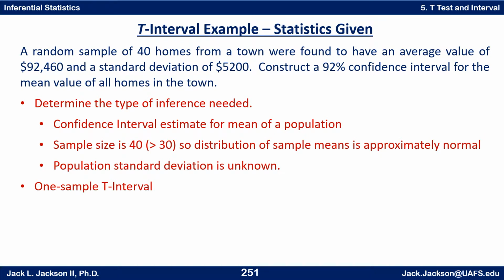Well, hopefully the first thing you try to do is decide what kind of interval this is. Of course, this is in the t-interval section, and it says t-interval at the top, so that's a pretty good clue. But we really need to check things. We're doing a confidence interval estimate for the unknown mean of a population. The sample size is 40 here, greater than 30, so the distribution of sample means is approximately normal, and the population standard deviation is unknown, exactly what we need for a t-interval.